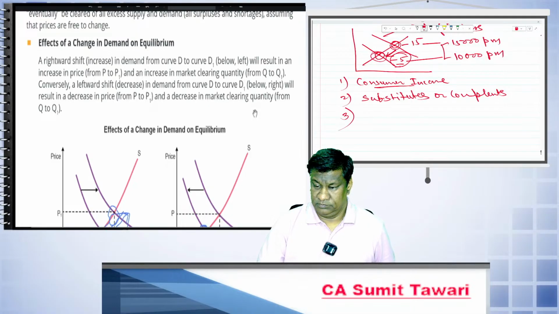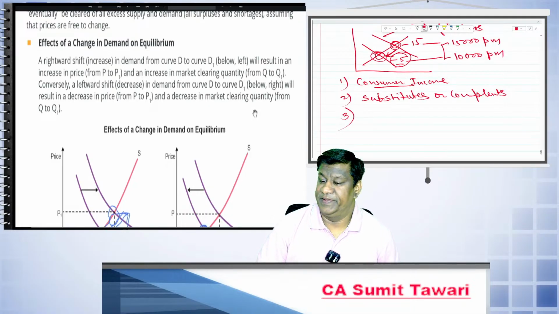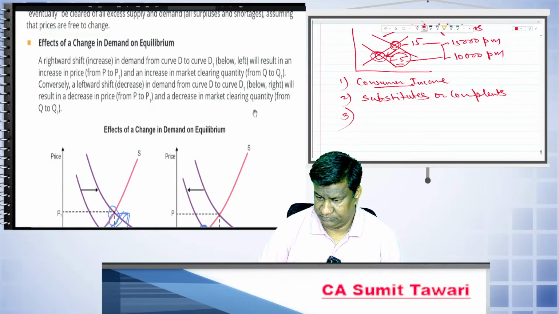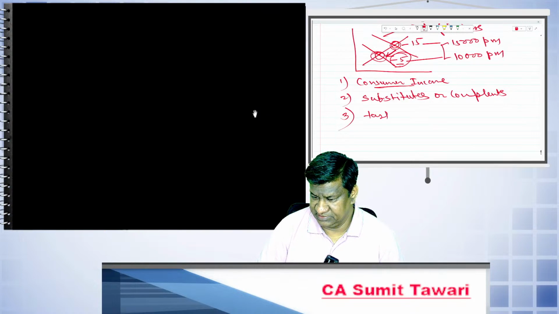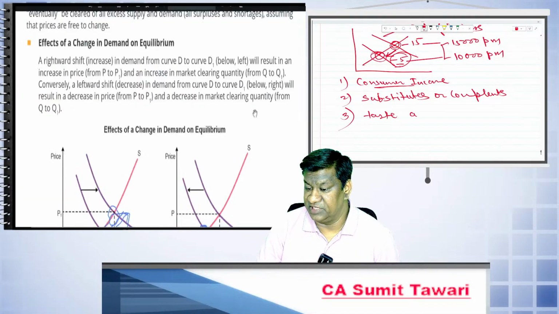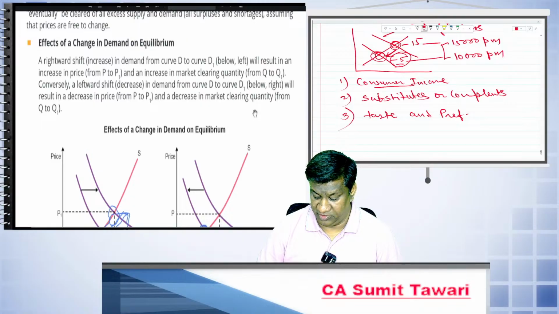Consumers, yes, one by one. There might be some change in the taste or preference of the consumer. Taste and preferences, yes, correct. If the taste and preference get changed, that also affects the equilibrium prices.